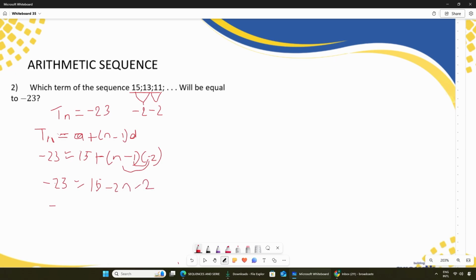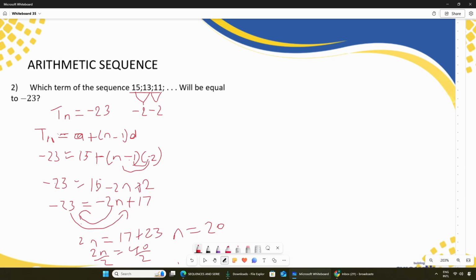15 minus 2 gives us 13. Oh, so that is negative 2, sorry. If you notice there is a mistake. It is negative 2 multiplied by negative 1, that gives us positive 2. Now you have negative 2n, which is 15 plus 2, that gives us positive 17. You're taking negative 2 across the equal sign and this across the equal sign. You're going to have 2n equals 17 plus 23. So that is 2n equals 40, divided by 2 on both sides. And therefore you have n equals 20.